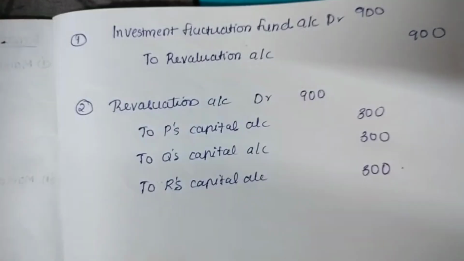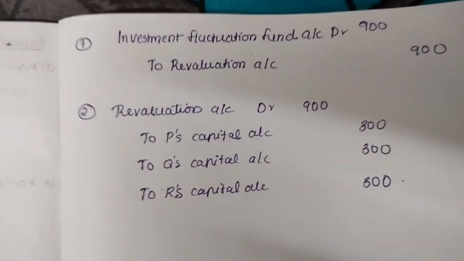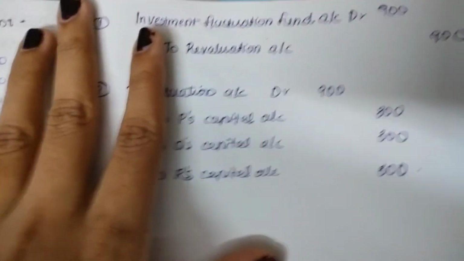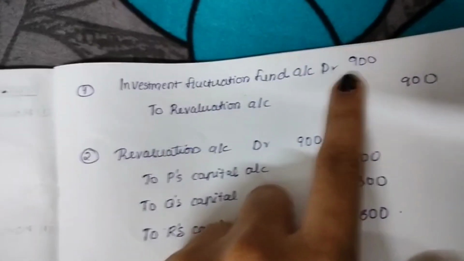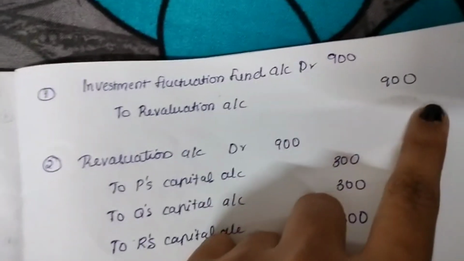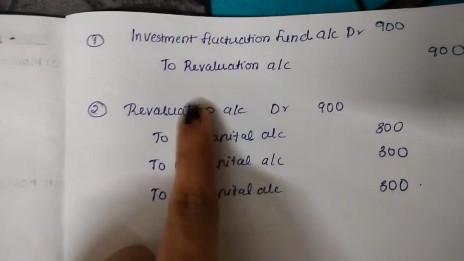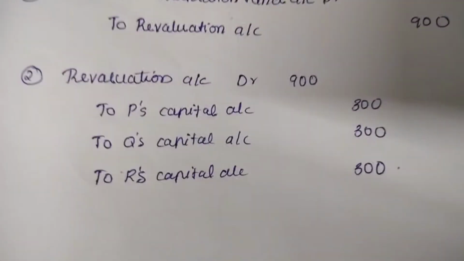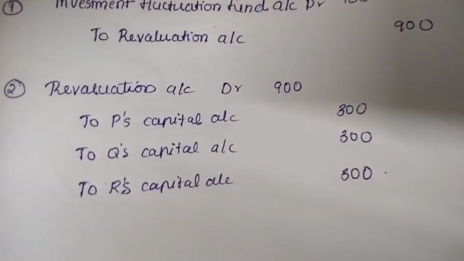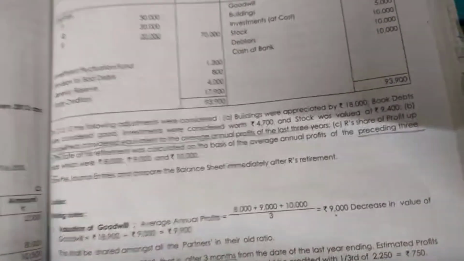That is, buildings and other assets are also shown, and along with that, investment fluctuation fund is also debited 900, and then credited to revaluation account 900, and from revaluation we are just sharing it among partners. So everything is the same, don't get confused. I just thought to make it clear for you. Fine, so that is it.